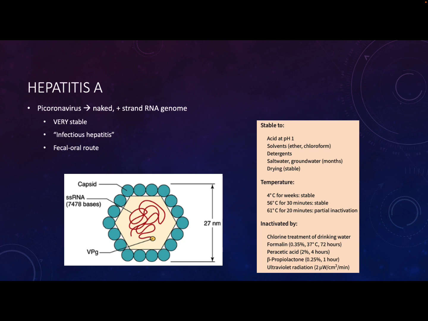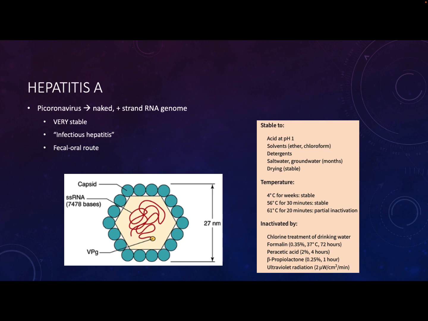Okay, so again, it's stable, and that's why it can be transmitted through the fecal-oral route. It survives the stomach. It's not destroyed by stomach acid. It can be inactivated by chlorine treatment of drinking water, formalin, different acid, UV radiation, completely cooking your food.